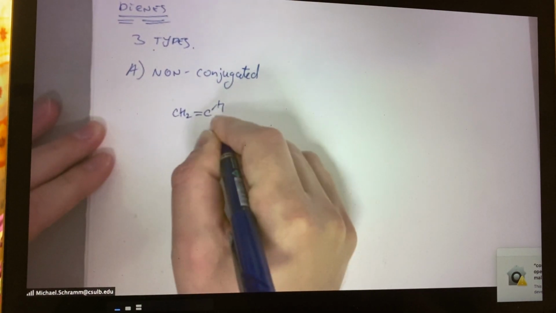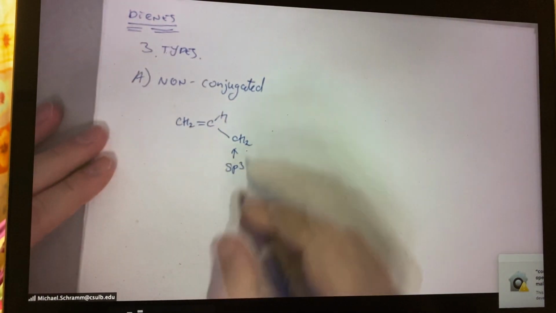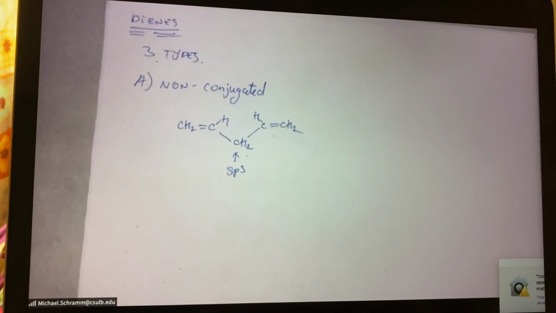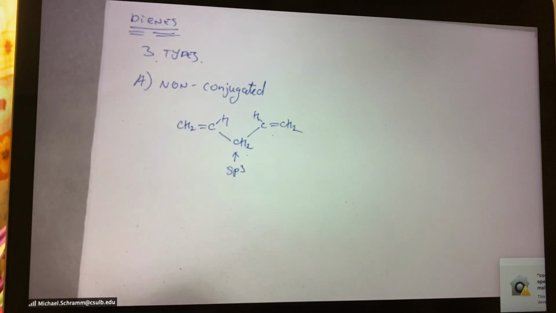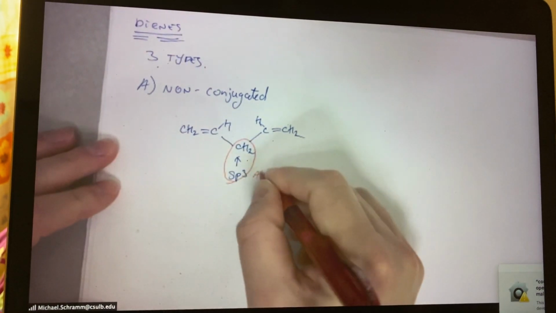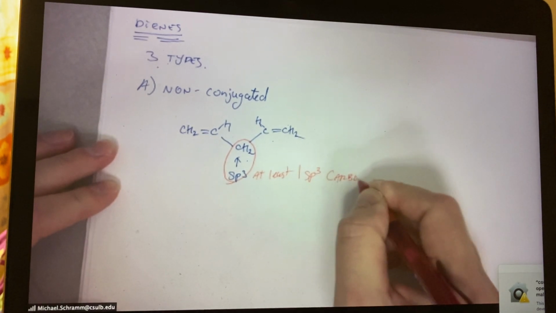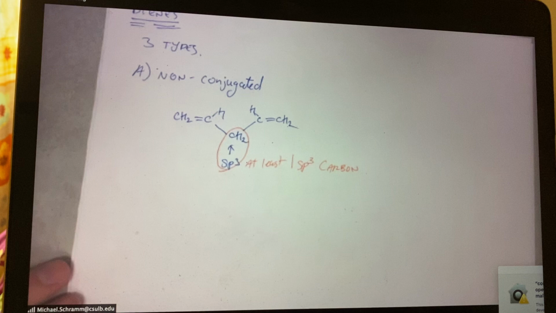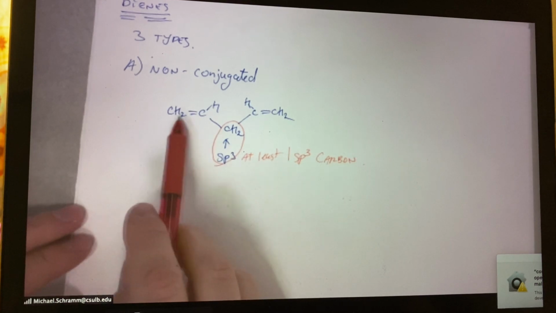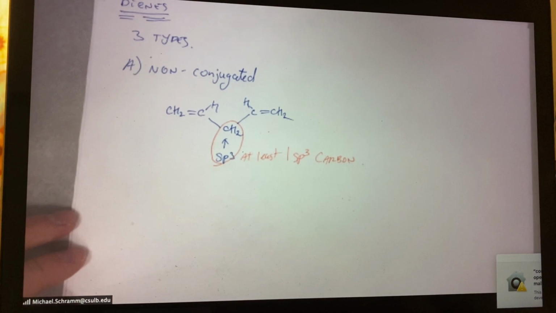I'm going to draw an alkene. I'm going to draw an sp3 hybridized carbon, bridging it, and then I'm going to have it attached to another alkene. So this is an example of a non-conjugated diene, and the key feature is right in the middle here. We have at least one sp3 carbon. We could have 2, 3, 4, 5, 6, 7, 8, 9, 10 sp3 carbons, or any sort of variety of things. But as long as we have one sp3 carbon in between the 2 pi bond systems, we have what's called a non-conjugated diene.